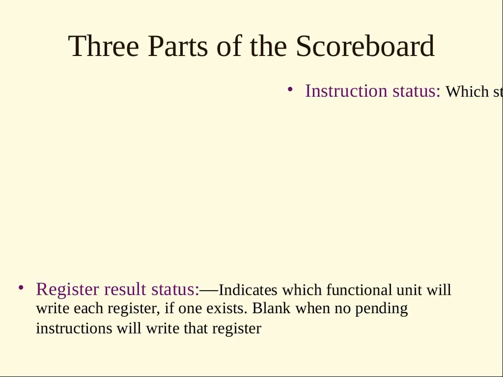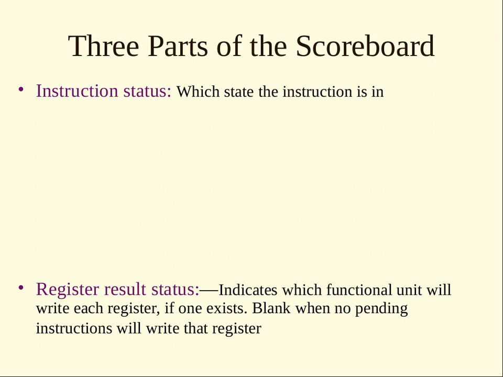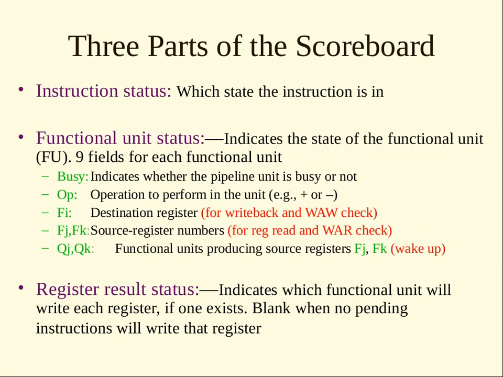All right, let's see, three parts of the scoreboard. You have the status. I don't know why it's always printing the one at the bottom. Instruction status: what state the instruction is in. Is it being executed? Is it waiting to be written back? Is it being decoded? Then the functional status of the units.